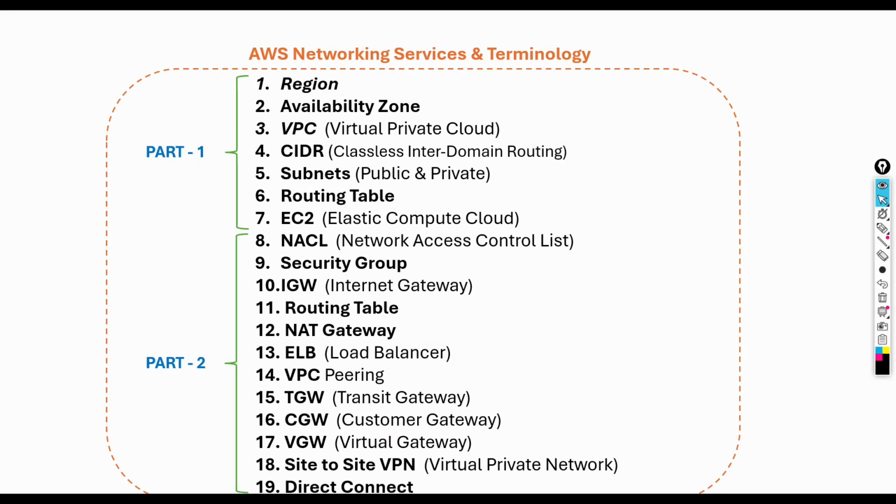In this video, we have completed the first part, where we discussed 7 networking services, or we can say terminologies: region, availability zone, VPC, CIDR, subnets, routing table, and EC2. In the next video, we will discuss the rest of the AWS networking terminologies. I hope you found this video informative, and thanks for watching it.